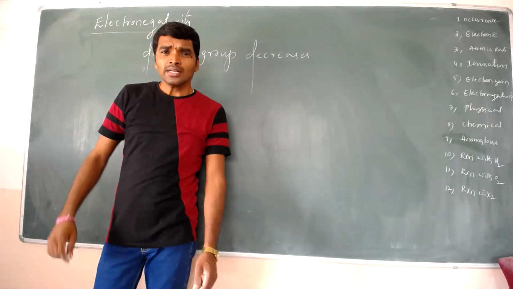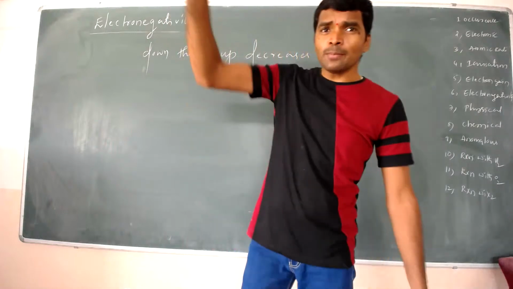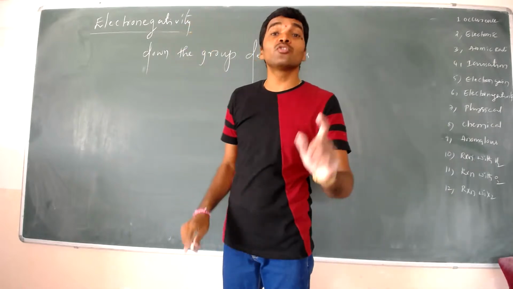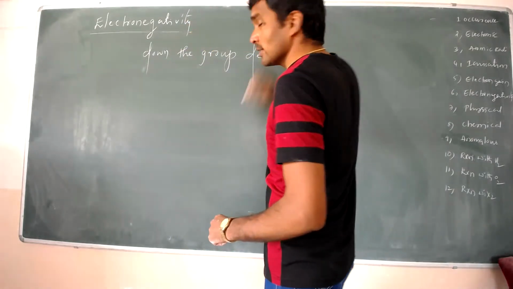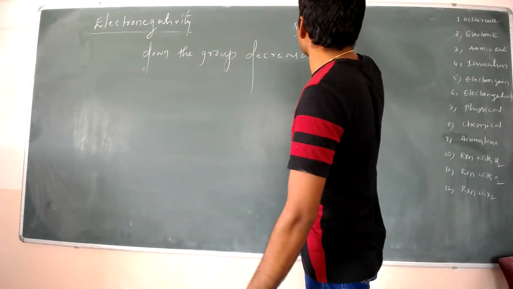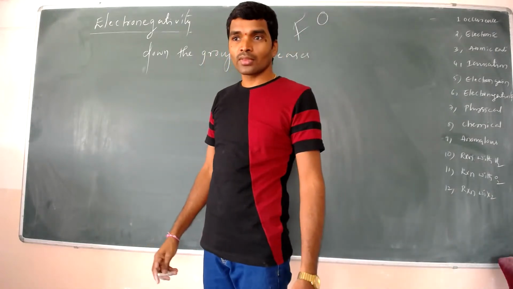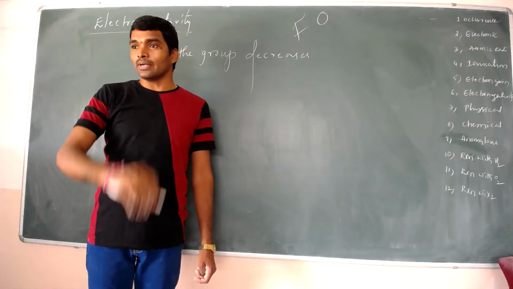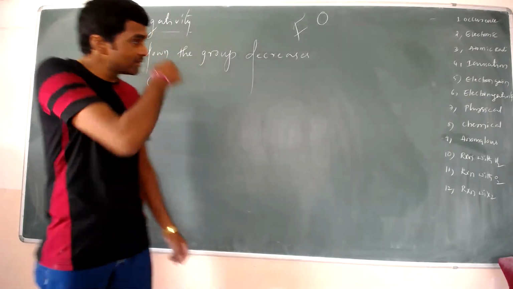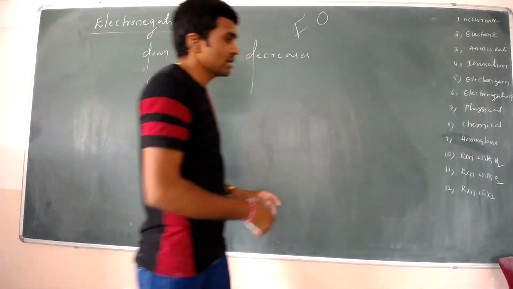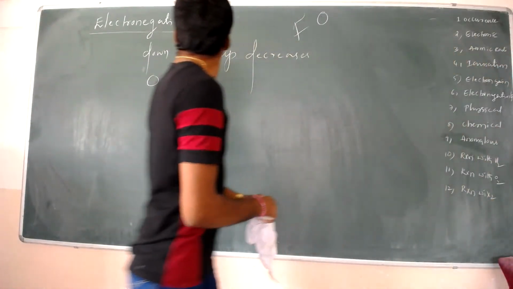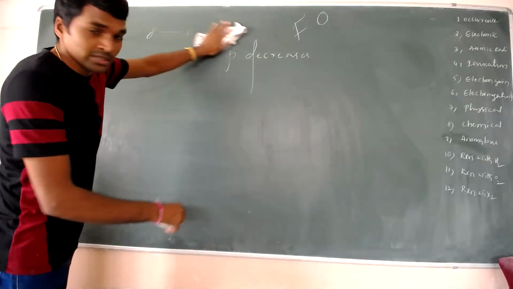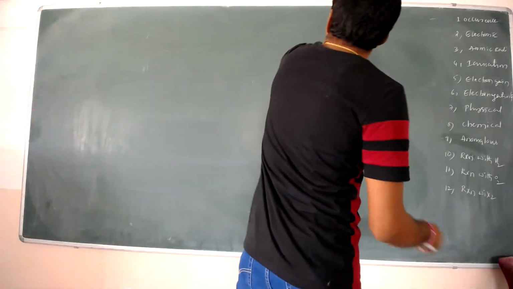But you remember, in the total periodic table, the highest electronegativity element is fluorine. The next element is oxygen only. So oxygen is the second highest electronegativity element. Electronegativity decreases down the group, and the second highest is oxygen. Next we are going to discuss some physical properties.